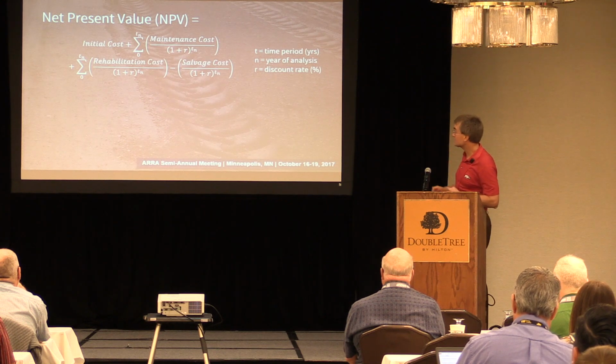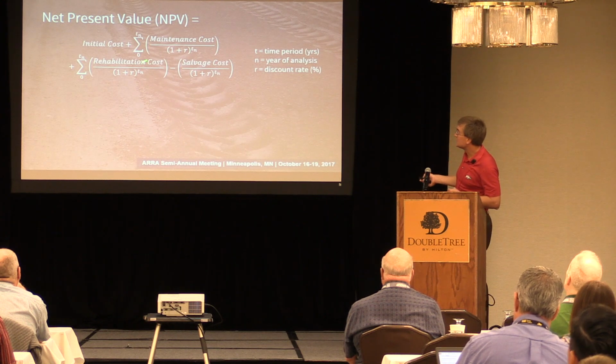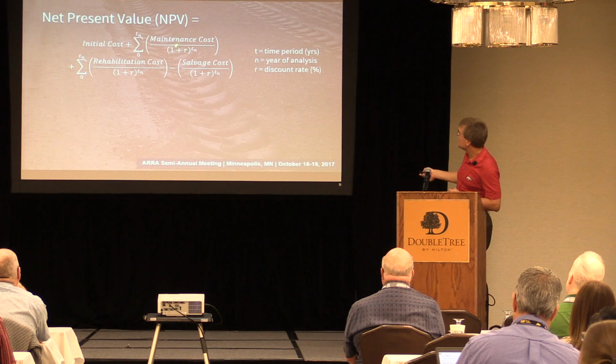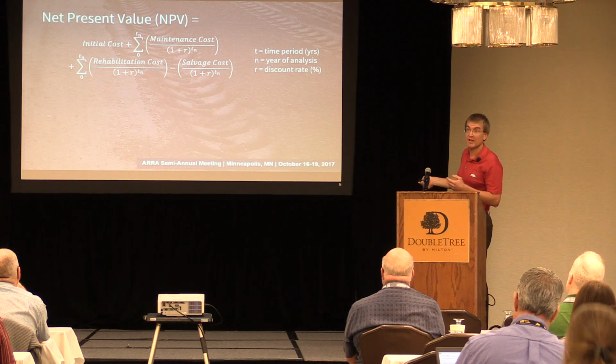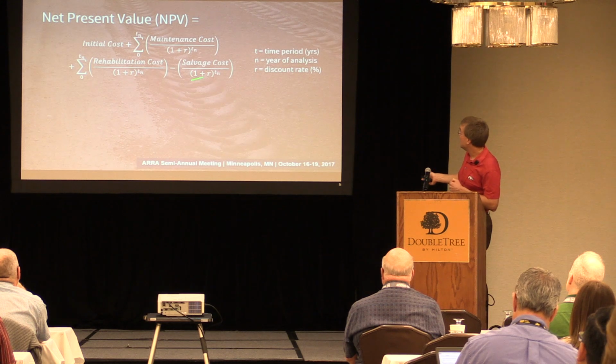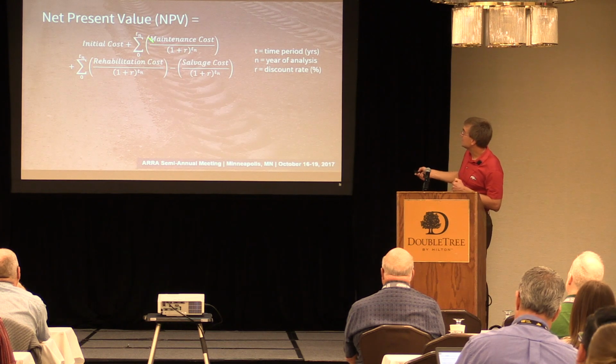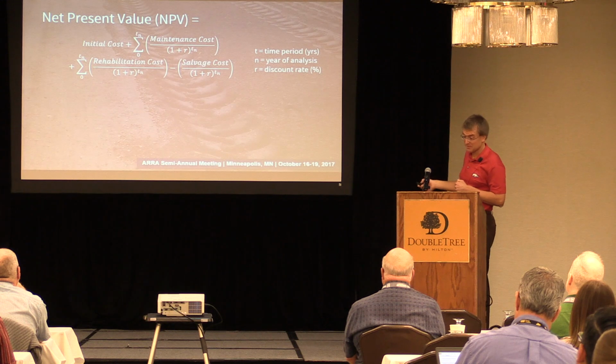And you take these maintenance and rehabilitation costs and you bring them back to today's dollar amount. And you do that using R, which is your discount rate, another assumption, what value do you assume for the discount rate, and T, which is your time period. So what year are you going to apply it? And you can bring those maintenance and rehabilitation costs back to the present.